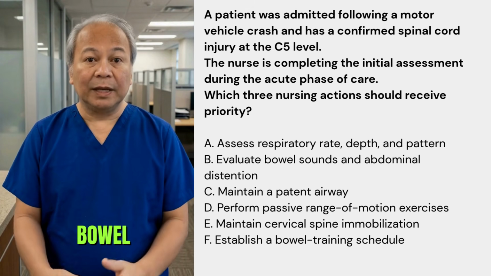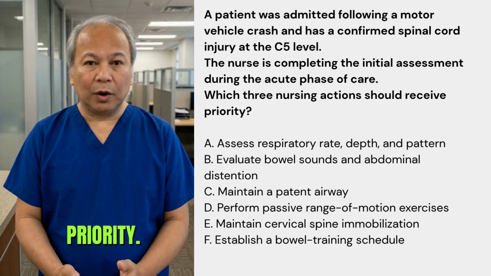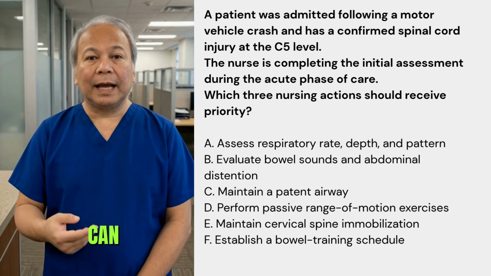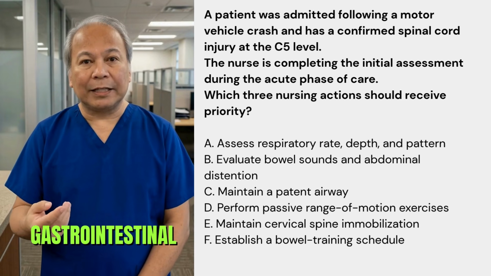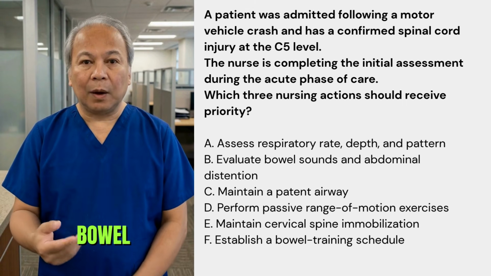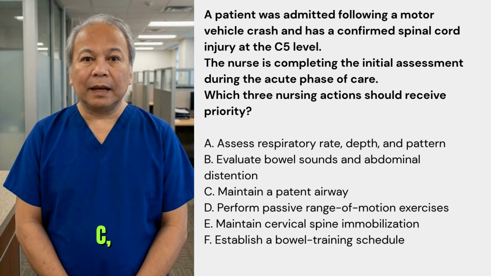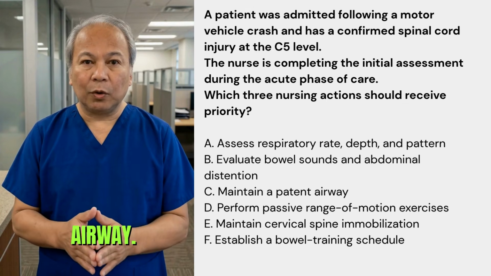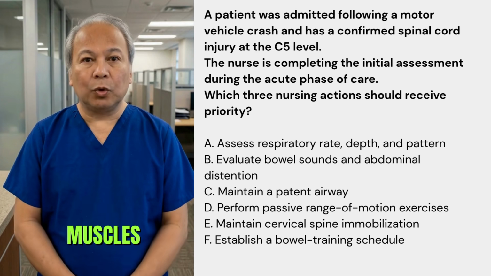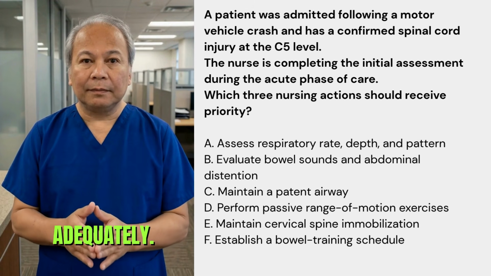B. Evaluate bowel sounds and abdominal distension. Incorrect as a priority. Bowel function matters. Spinal cord injury can affect gastrointestinal function. But this is an acute situation. Bowel assessment does not take priority over airway and breathing. C. Maintain a patent airway. Correct. This is one of your highest priorities. If respiratory muscles are compromised, the patient may not ventilate adequately.